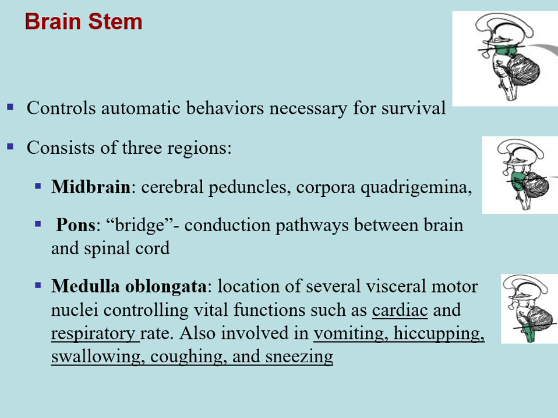Now, the midbrain consists of structures like the cerebral peduncles and the corpora quadrigemina, areas that are going to be for alertness. Then you have the pons, which is mainly conduction pathways between the brain and the spinal cord. So the big star is the medulla oblongata, which is the location of several visceral motor nuclei controlling vital functions such as cardiac and respiratory rate, and also involved in functions like vomiting, hiccuping, swallowing, coughing, and sneezing.